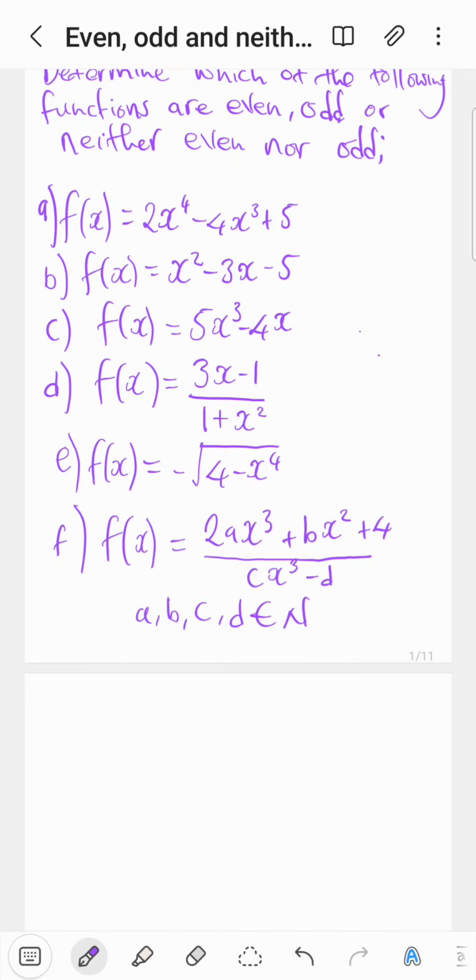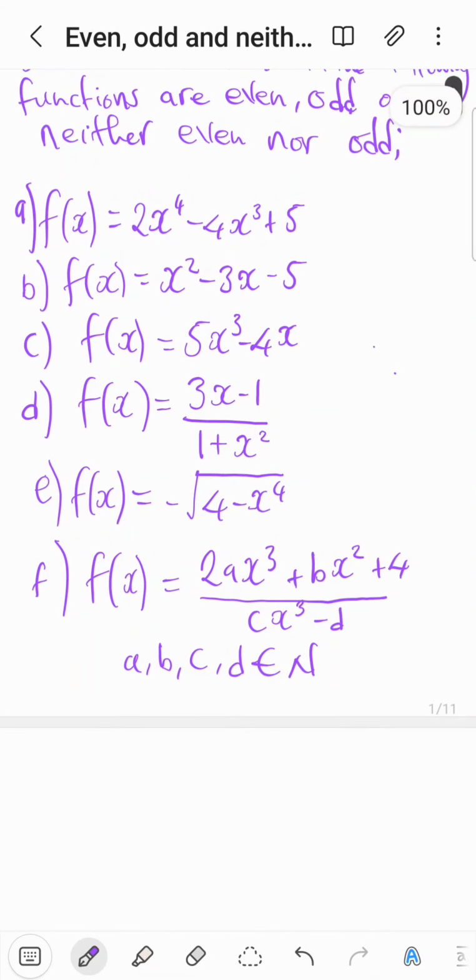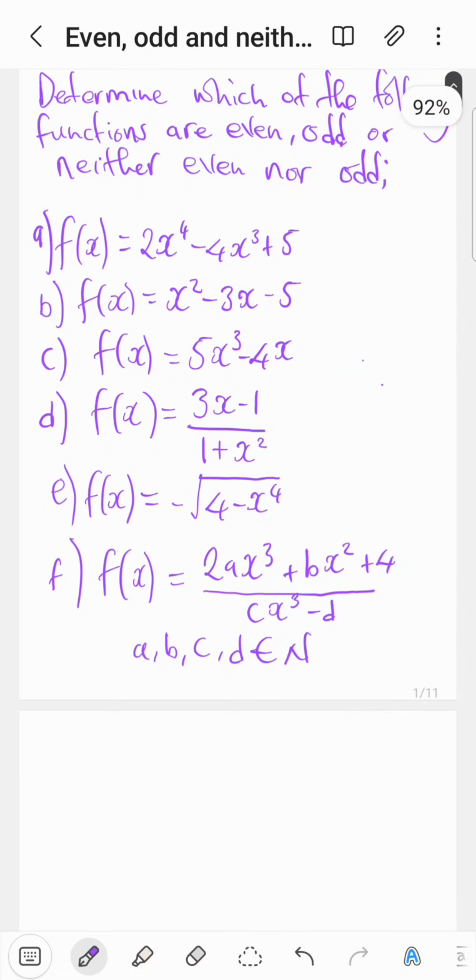Welcome back, fellow nerds. So we are still looking at functions, and this video is mainly going to focus on even, odd, and neither odd nor even functions, and how to determine that.